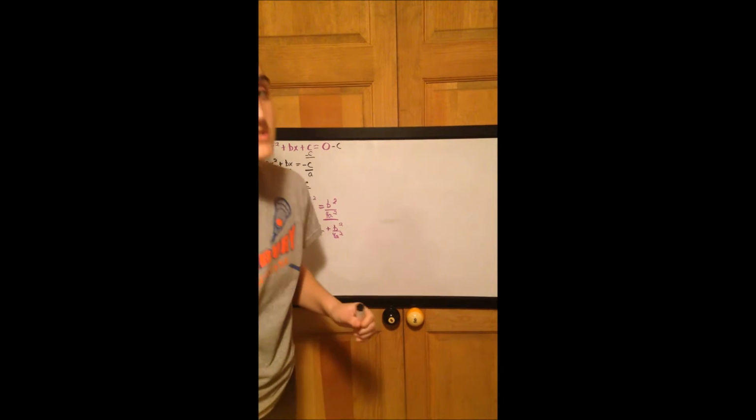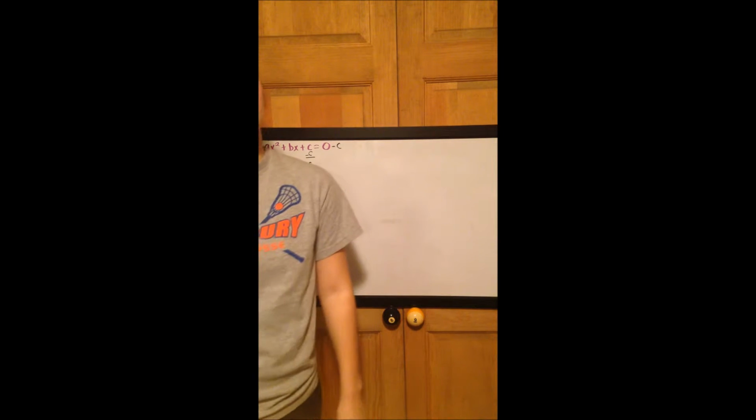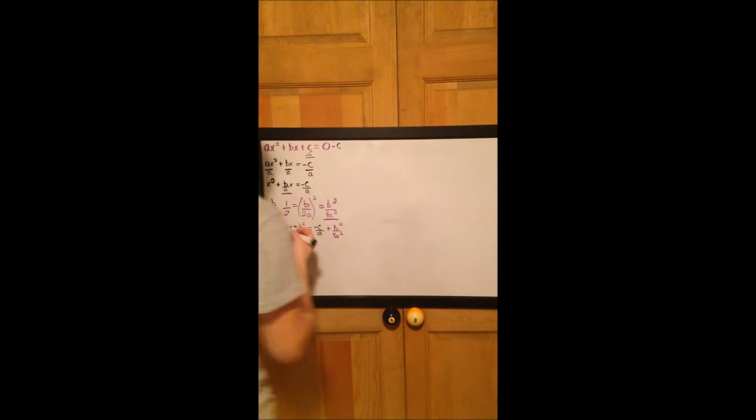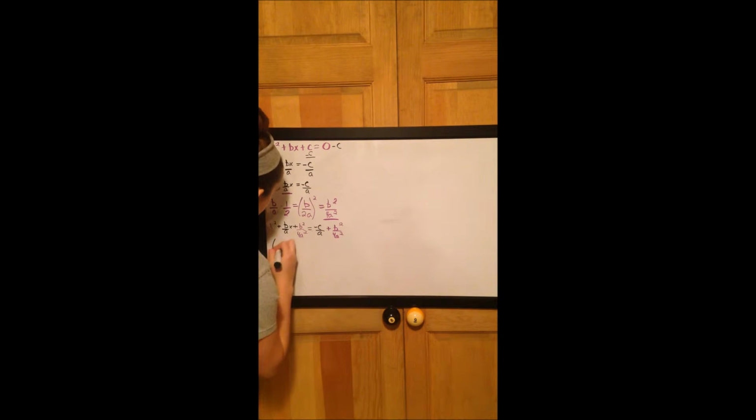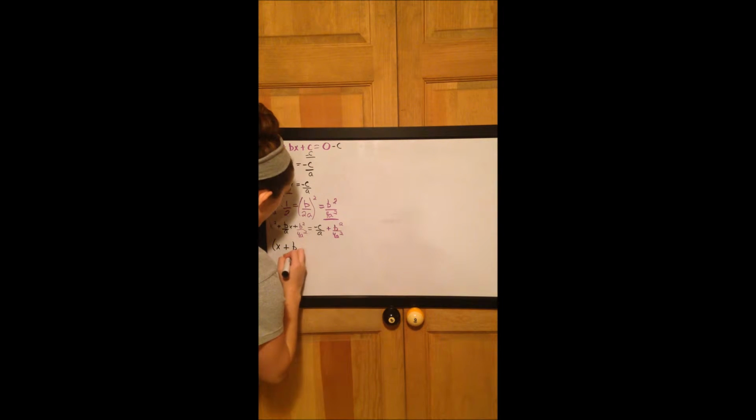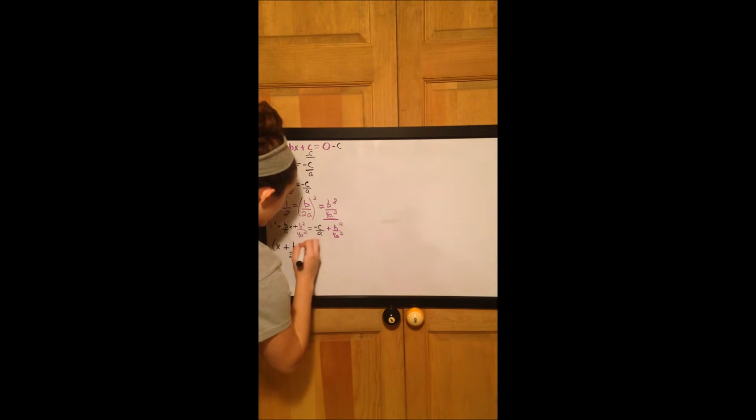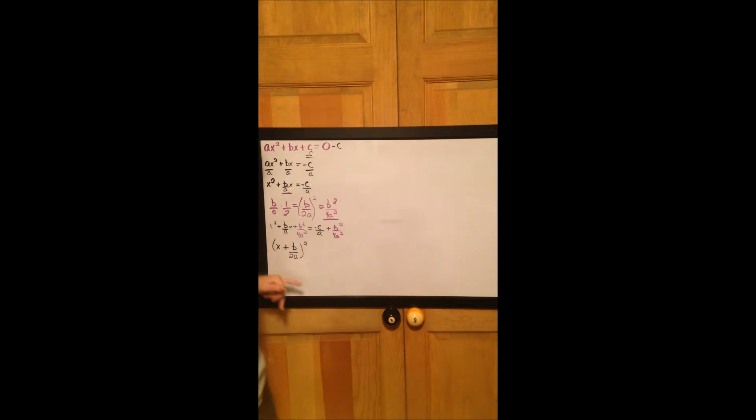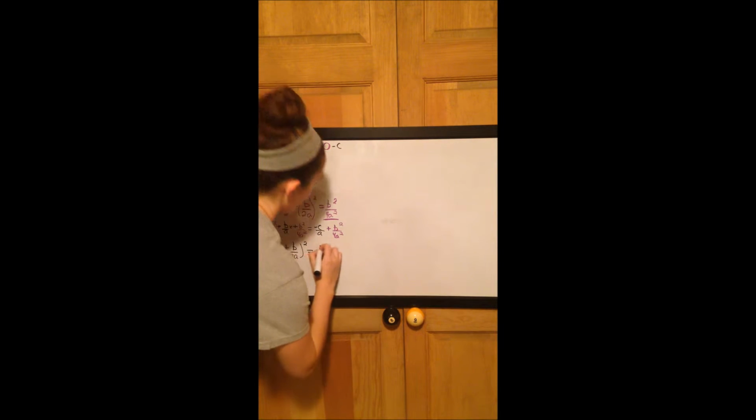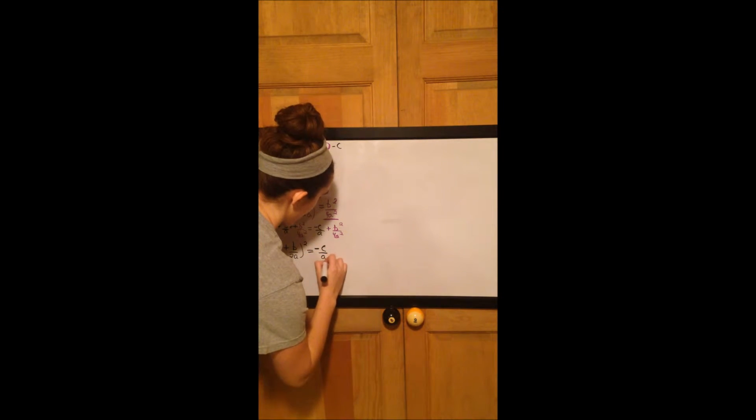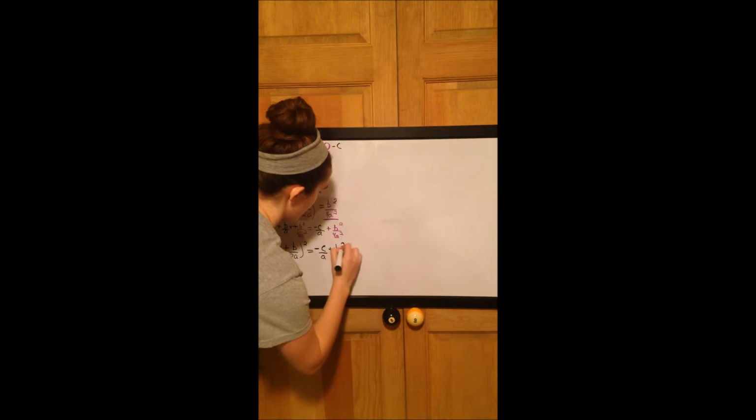Now, we need to factor this because that's part of completing the square. So factoring this would make it look like x plus b over 2a, squared. Because if we multiply this by itself, it's going to equal b squared over 4a squared. And that's all going to equal negative c over a plus b squared over 4a squared.